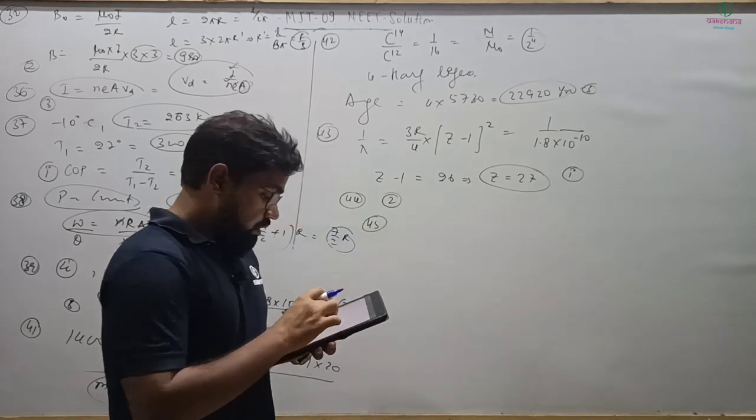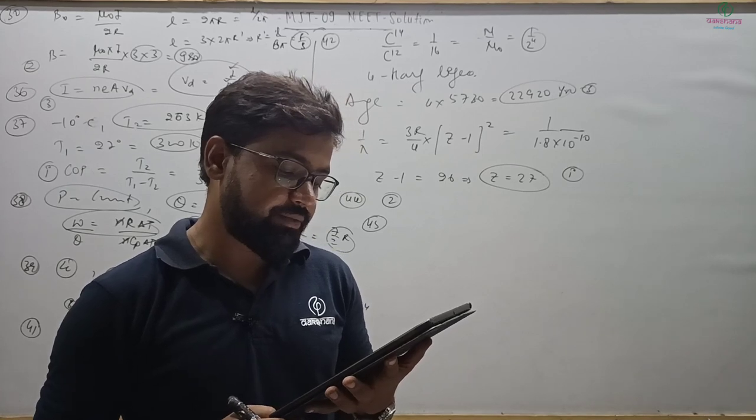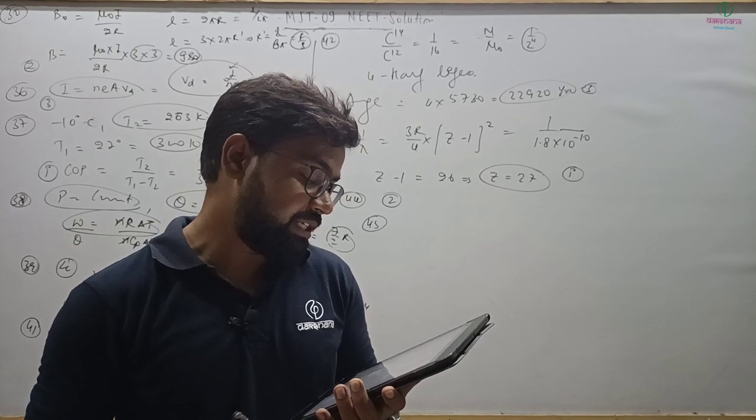Question number 45. The correct curve between intensity of scattering I and angle of diffraction phi is. It's again theoretical. The best answer should be option number one.